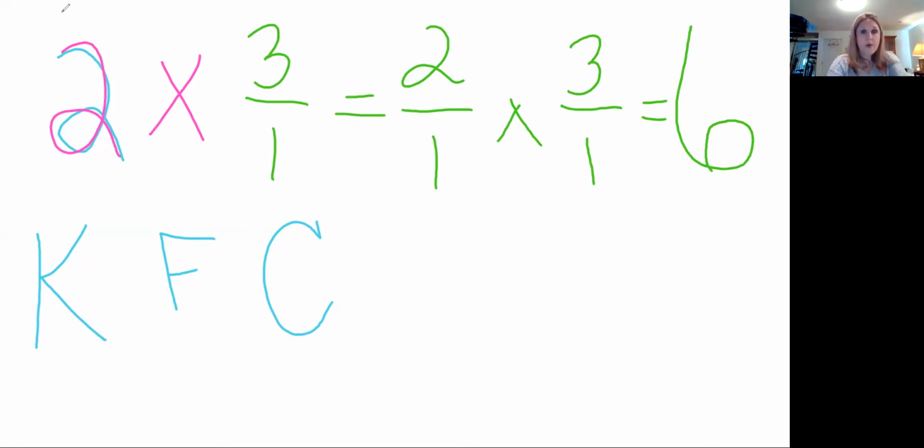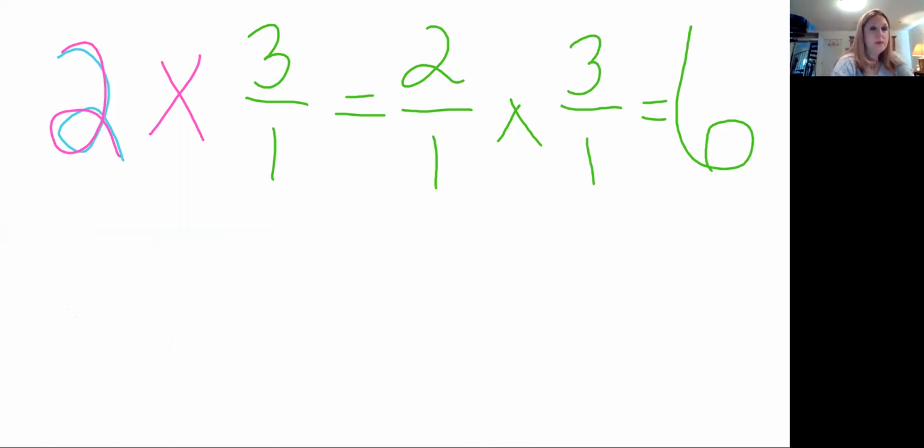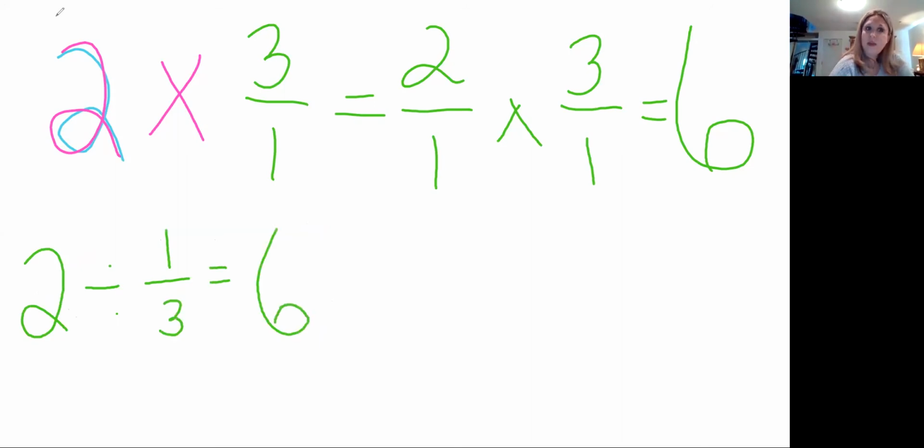Okay, but remember, we said in the video before this that multiplication and division are the same things. So let's see if this works. Let's see if we can prove it. I'm going to erase this down here. What was our original equation? Our original equation that we started with was 2 divided by 1/3. So we just proved that 2 divided by 1/3 equals 6, right?